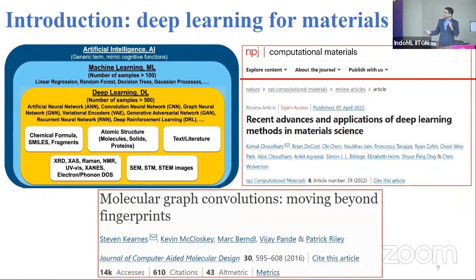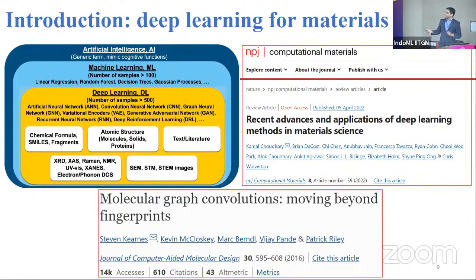And I don't think I need to introduce what deep learning is to this community, but I want to point out deep learning is a part of machine learning, which is a part of AI. And we talk about deep learning for material science. There are 5 modalities. You can take a chemical formula and apply machine learning to it. Or if you're working with a protein, you can take the protein sequence and apply machine learning to it. You can take atomic structure, you can take text, you can take spectra, like X-ray absorption spectra and so on. You can take STM, SEM, different microscopy images.